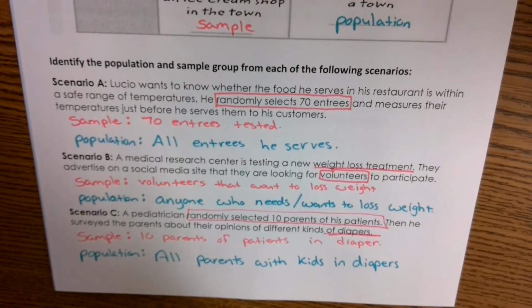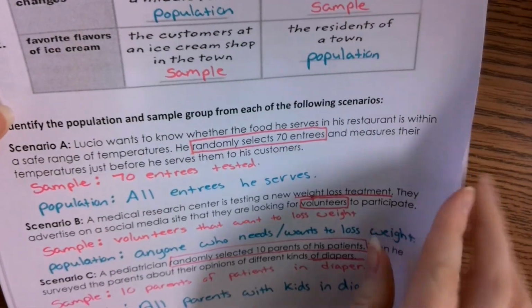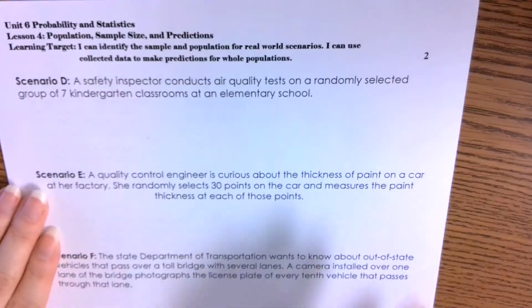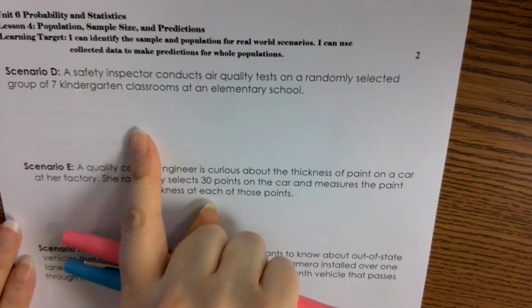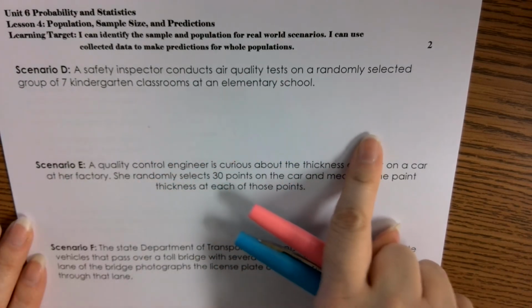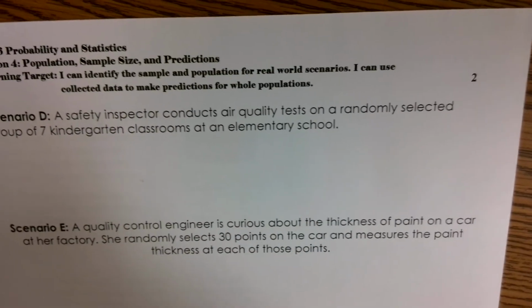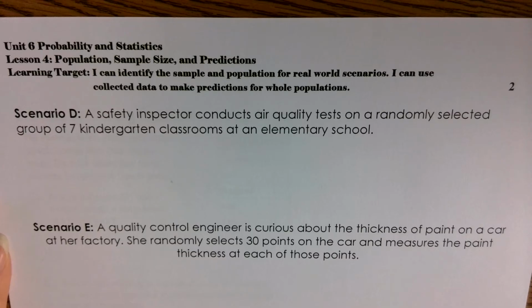Let's go ahead and turn it on over to the back. What I want you guys to do real quickly is I just want you to try problem D on your own. Just problem D. Don't go anywhere else. Just do problem D on your own. Identify the sample, identify the population.